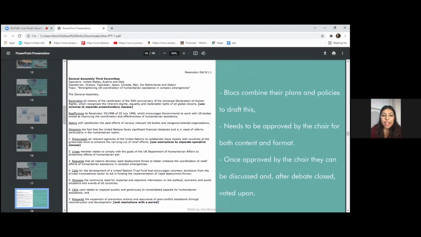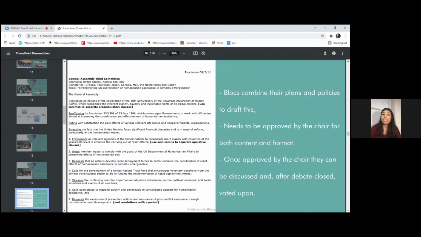On the left-hand side, you can see what a draft resolution usually looks like. You have the name of the draft resolution, then the committee you are addressing, in this case the General Assembly's third committee. Then you have the sponsors, signatories, and the topic. The sponsors are exactly what their name suggests. They are sponsoring the resolution, and they are the ones who shall look after the resolution after it passes and make sure that it is followed.